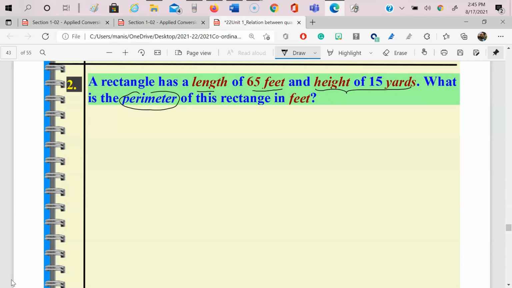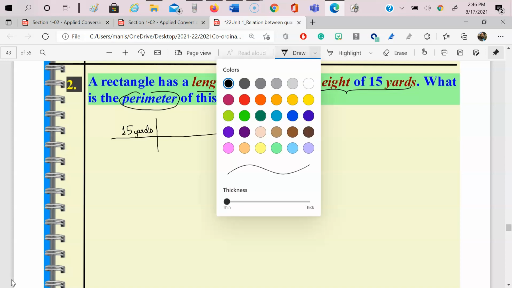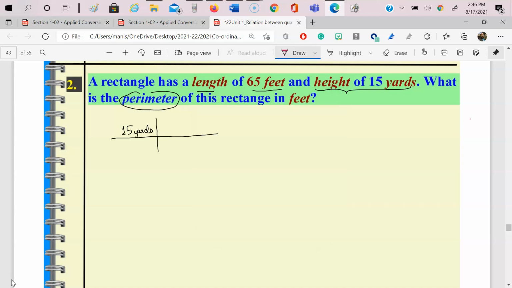What we have to do is look at the unit which is not in feet. This is the height, which is in yards. So we have to change this yard into feet. I will do the same thing over here. I will draw my vertical line. What I'm doing is setting up a proportion. I will write 15 yards. Do keep in mind I'm trying to change my yards to feet. So I will look at my conversion chart which I gave you earlier in the same unit.